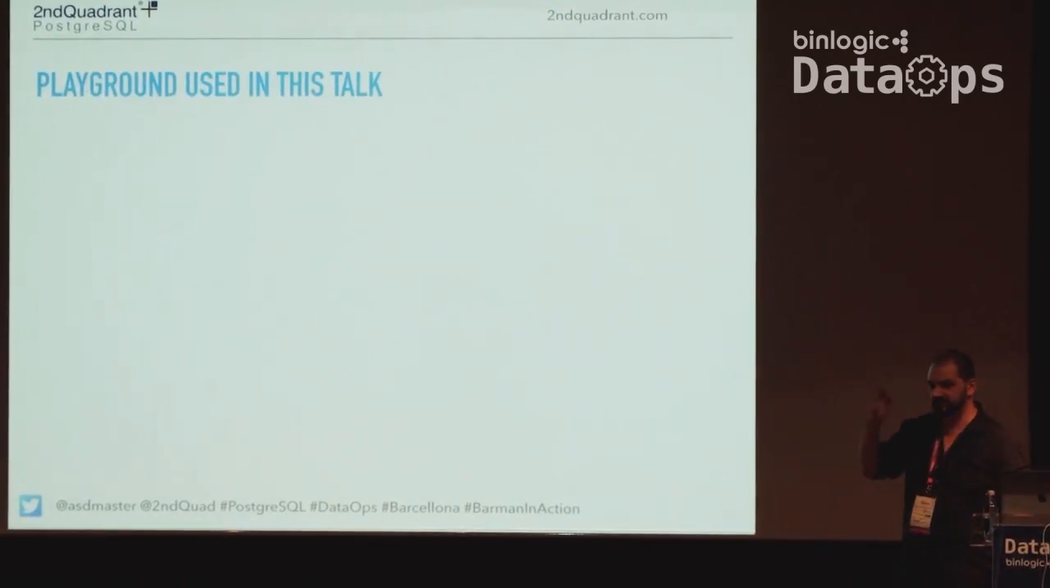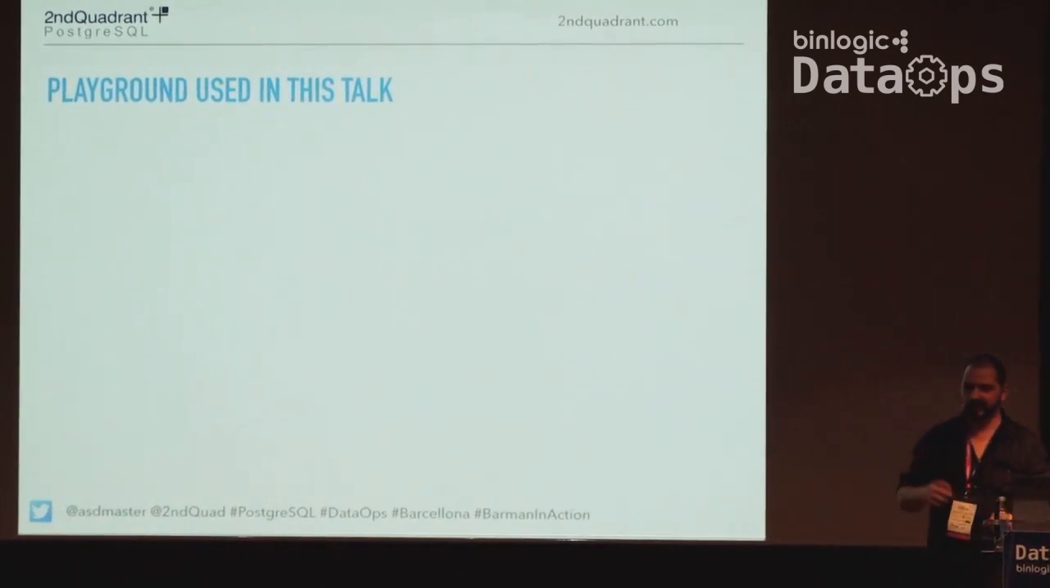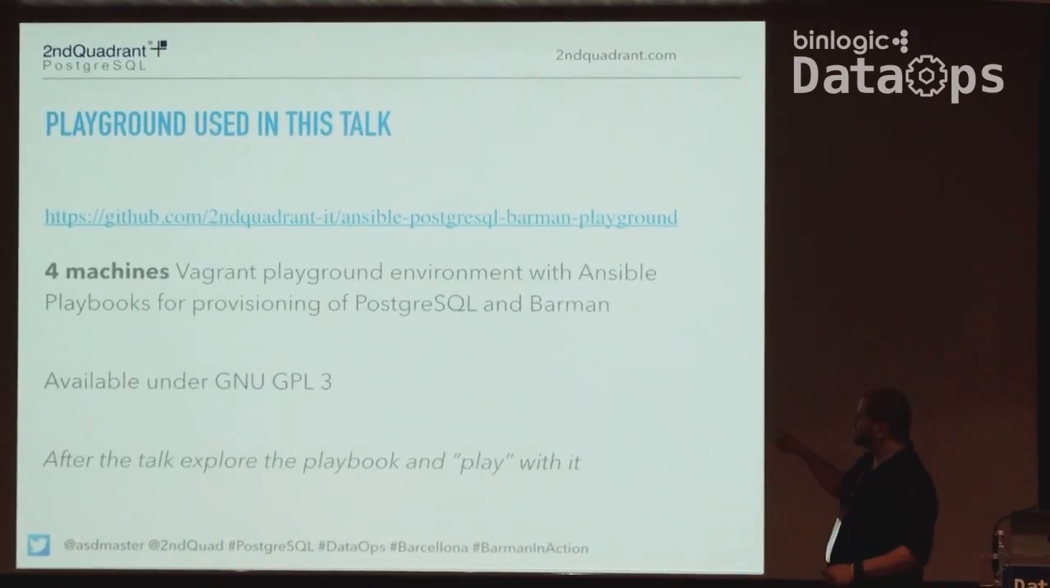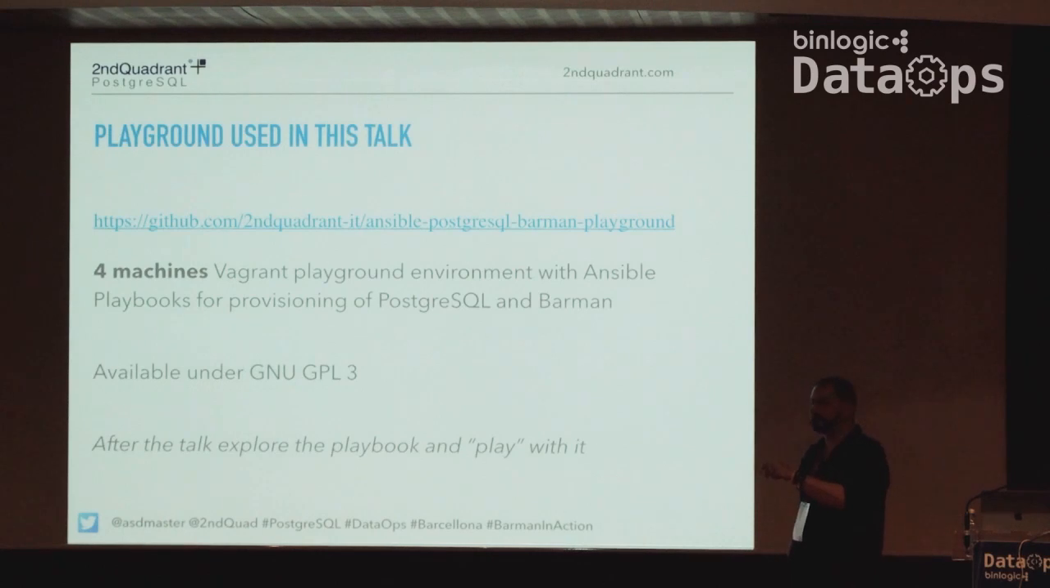For this talk, I'm going to use Barman and give the first steps for building your business continuity infrastructure. In this talk, I'm going to use a playground that is publicly available on GitHub, okay? So you can go and reuse the same playground. The playground needs 4 machines using a Vagrant file. And the machines are provisioned using Ansible. So in the end, we're going to have PostgreSQL and Barman installed on all the servers, okay? It's publicly available under GNU GPL, free, and during the talk we're going to explore it, not after.